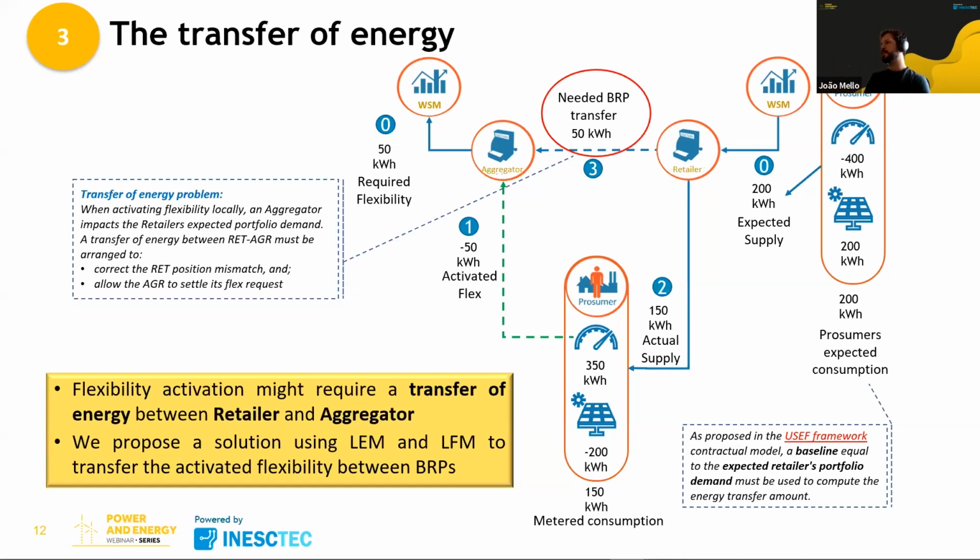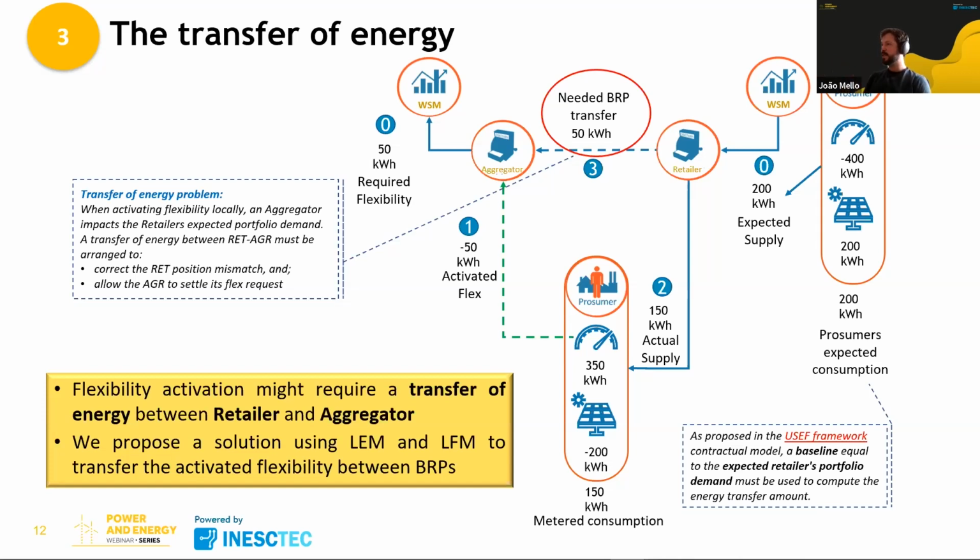will consume. So in this case, in step 0, this retailer associated to this prosumer expects that this consumer will consume 200 kilowatts because it knows that it's going to generate 200 kilowatts but consume 400. However, the aggregator activates 50 kilowatts of flexibility. So in fact, what is delivered to this prosumer is 150 kilowatts. So the activation of local flexibility from the aggregator causes a deviation from the retailer point of view.